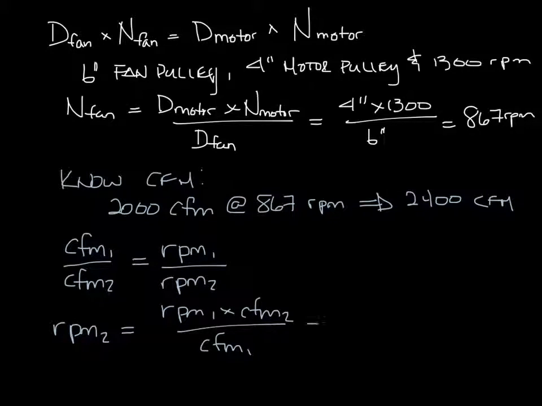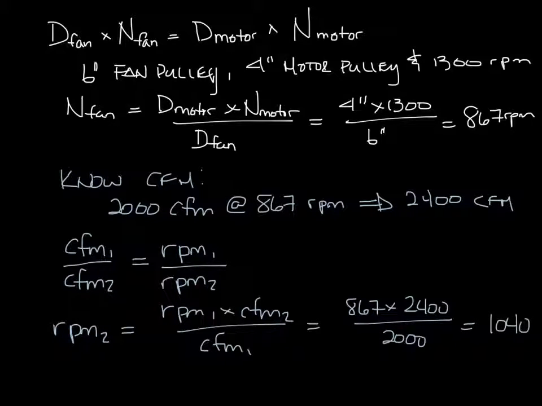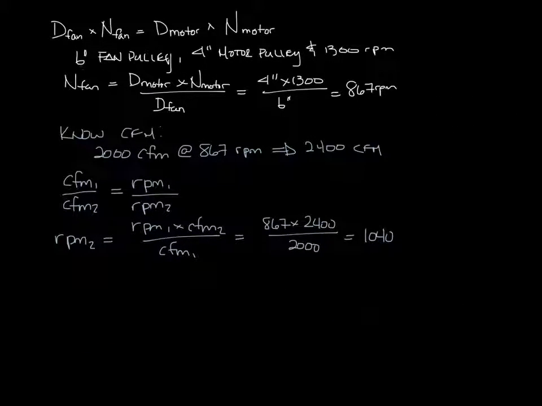So let's put in our numbers. 867 times 2400 CFM we want divided by the 2000 CFM we have is 1040. So that's 1040 RPM is what we need out of this fan.